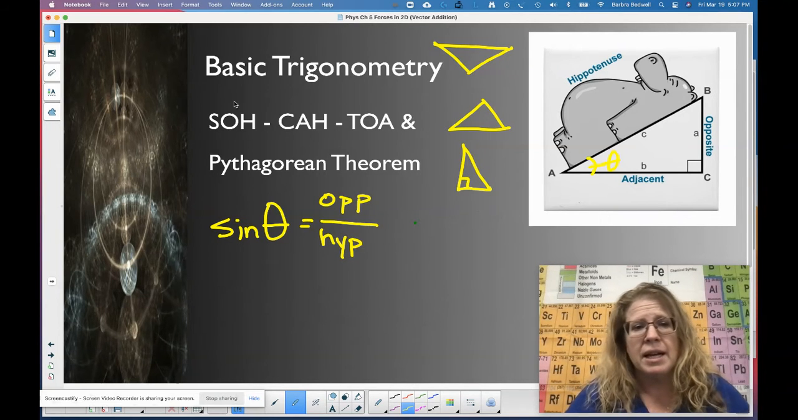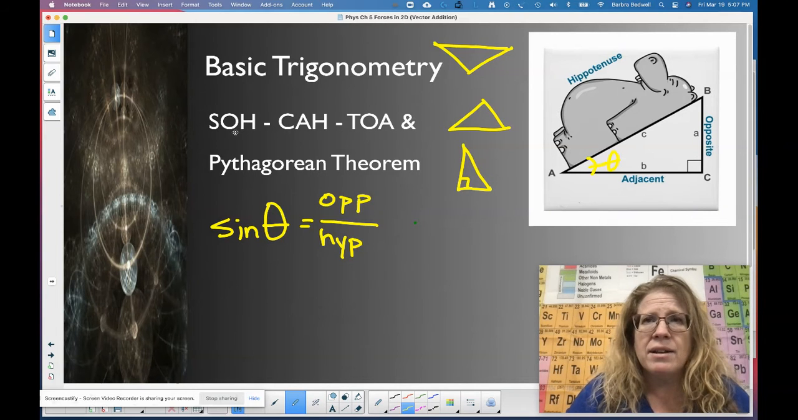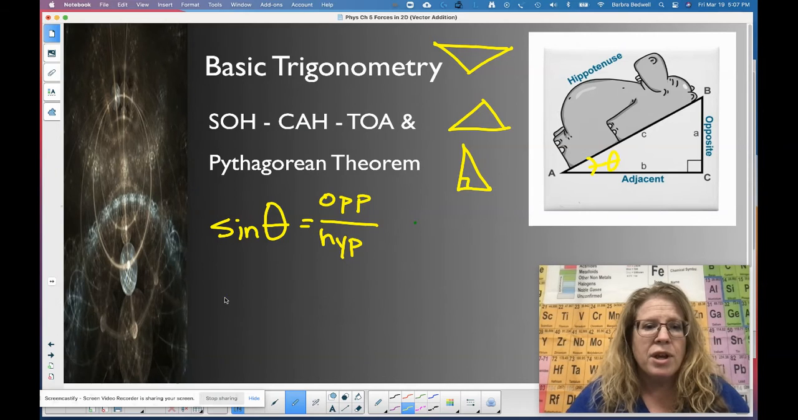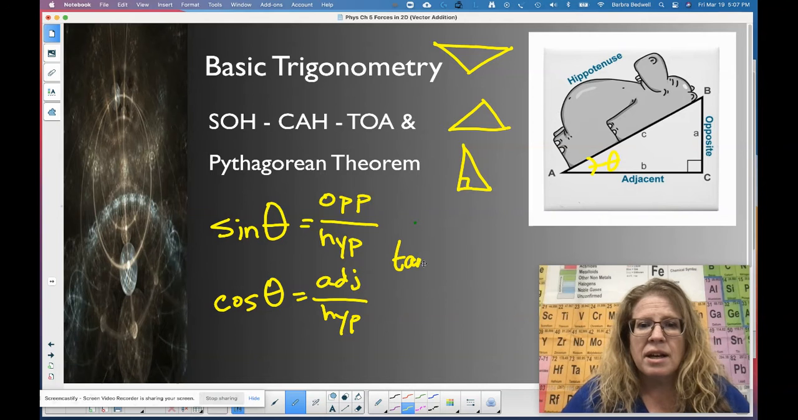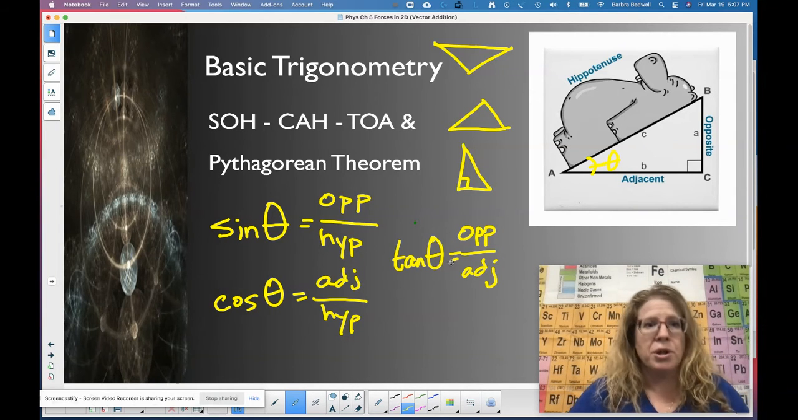So to restate, the sine of an angle equals the opposite over the hypotenuse. CAH right here means the cosine of angle theta is equal to the adjacent leg divided by the hypotenuse. And then the last one, TOA, means that the tangent of that angle is equal to the opposite over the adjacent sides. So again, these are ratios.